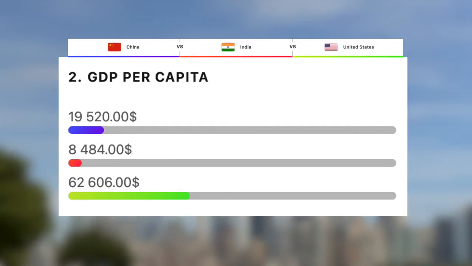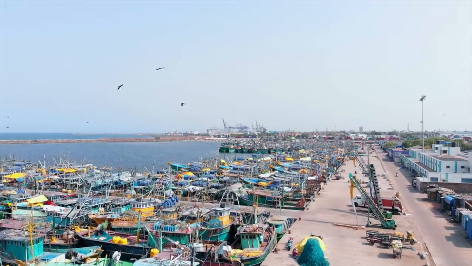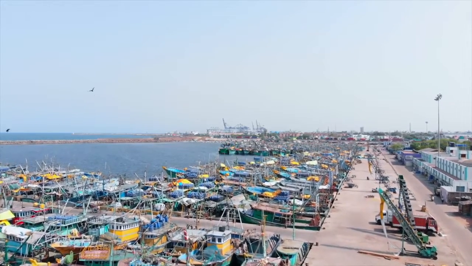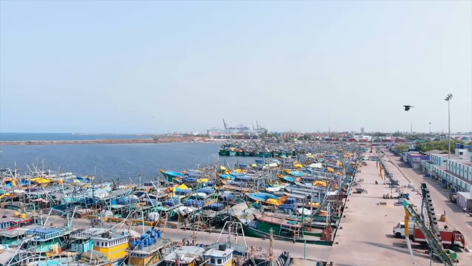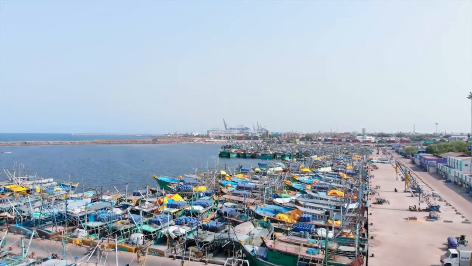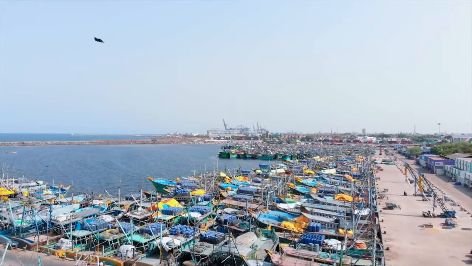By a country mile, the US wins this one with $62,600 per capita, followed by China with $19,500, and then India in third place with $8,500. Now this is quite a tricky one because China and India have such gigantic populations with a very large range in wealth. Some areas of China and India are extremely poor and stricken with poverty, whereas some areas contain some of the wealthiest people on Earth.